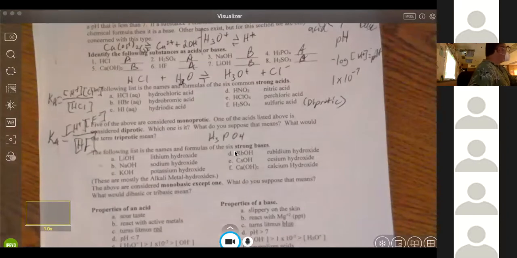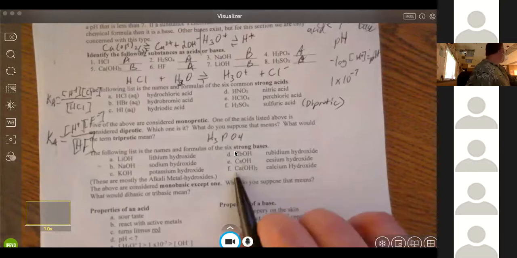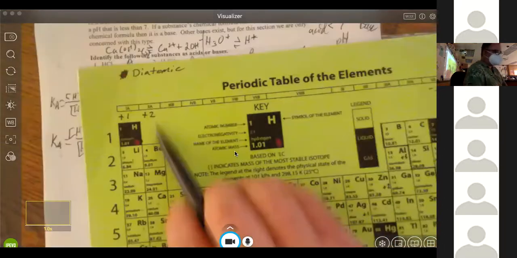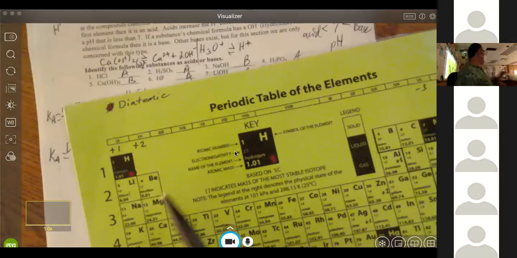It's Ca2+, because the calcium has a +2 charge, right? If you have your periodic table, you recall the +2 charge for calcium, and +1 for all the alkali metals.